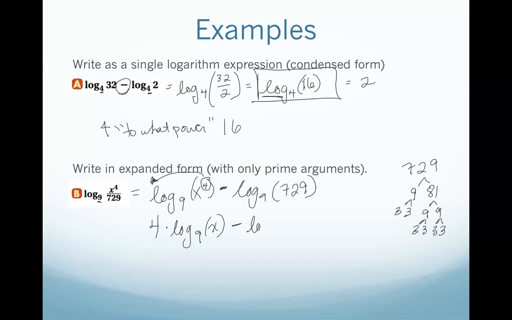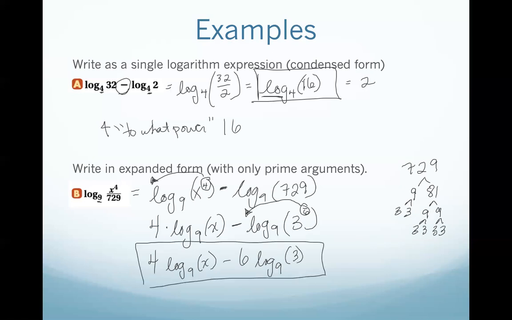So this is actually log base 9 of 3 raised to the 6th power. So just like I did before, I'm going to bring that 6 out of the argument. So we have 4 times log base 9 of x minus 6 times log base 9 of 3. That will be our expanded form. I can't factor 3 any more than I already have. And that is how I know this is completely expanded.